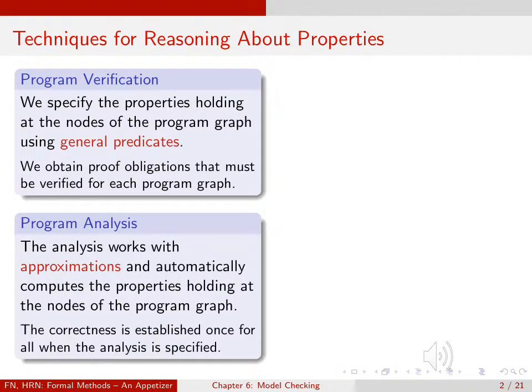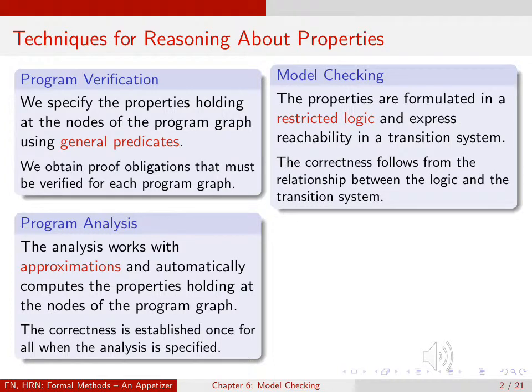Program analysis is an automatic method that, so to speak, will compute the predicates automatically based on iterative analysis of the program graph. Correctness of the analysis result will be guaranteed if we construct the analysis in the appropriate way.